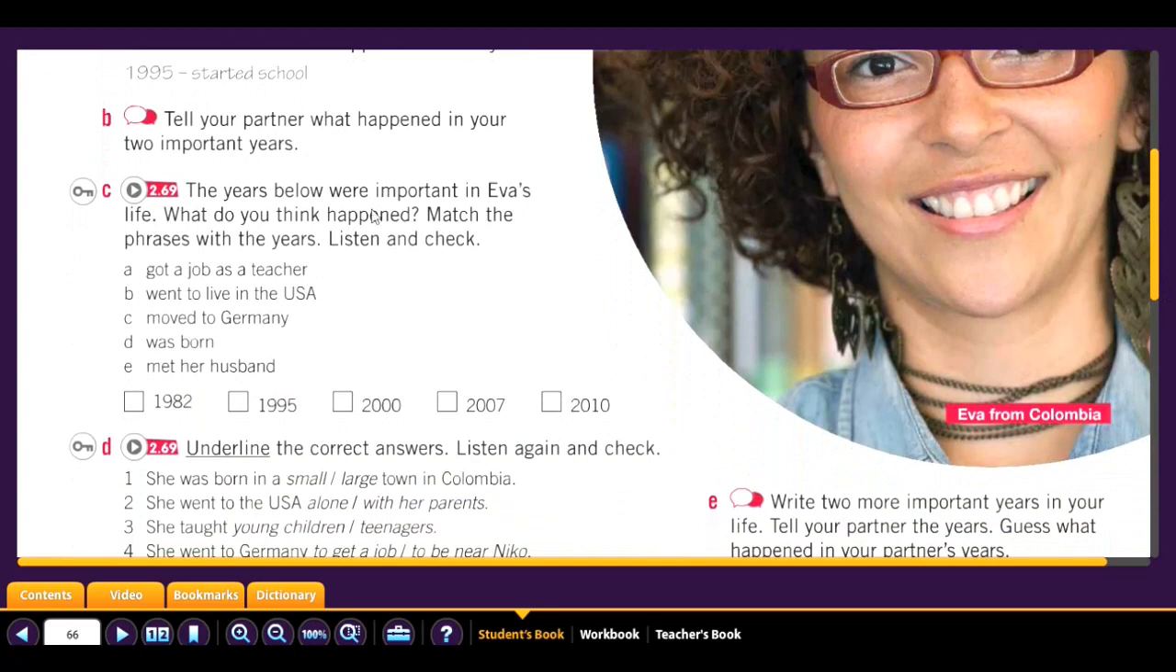Now, the years below were important in Eva's life. What do you think happened? And match phrases with the years. Listen and check. We have 1982, 1985, 2000, 2007, and 2010. We got a job as a teacher, went to live in the USA, moved to Germany, was born, and met her husband.